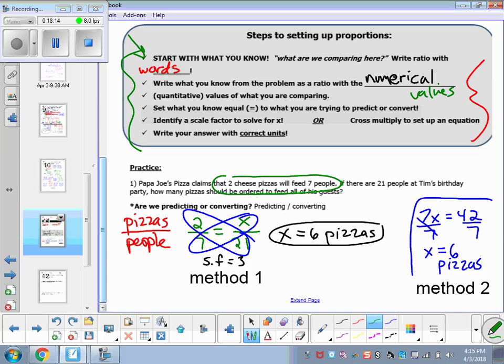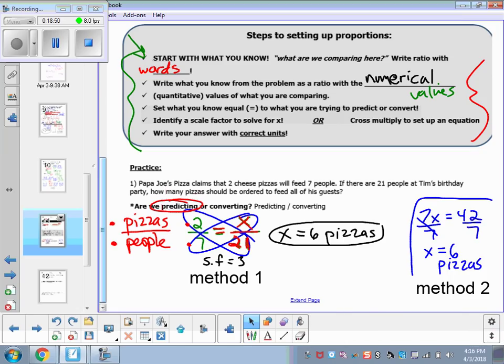What we know is that 2 cheese pizzas are going to feed 7 people, okay? So that's one thing that we know. Now let me ask you, what are we comparing? We're comparing the number of pizzas to how many people are going to get fed. And we were given that 2 pizzas will feed 7 people. We can use that to predict how many pizzas we're going to need to feed 21 people. All right, so 2 will feed 7. How many will feed 21 people?